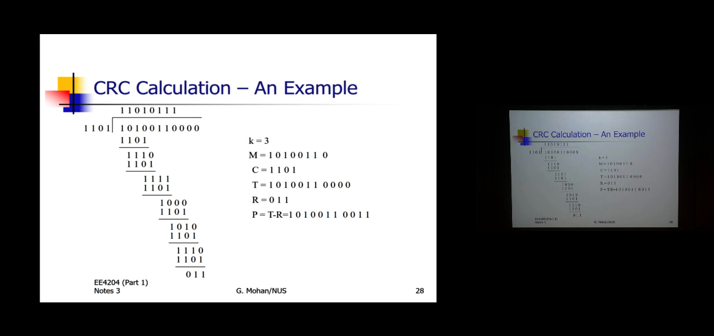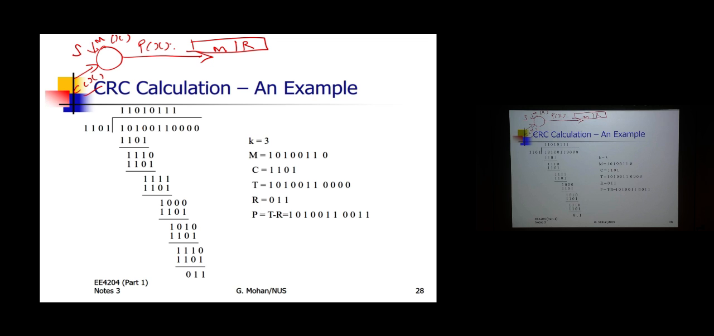Basically, there's a sender S. This sender has a message M. In polynomial form we can represent this as M of x, and this also uses C, the divisor. The sender is going to transmit what is called P of x. This P of x is nothing but M followed by R. M is the message bits, and R represents the remainder bits.